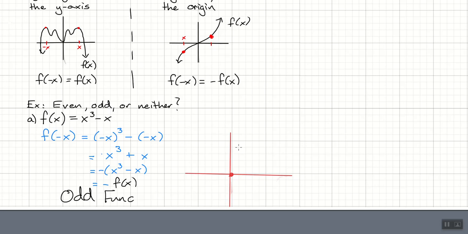Minus 2? So I get the point (2, 6). And I'm just going to eyeball it. I don't care about scale, just so you know. That could be (2, 6).